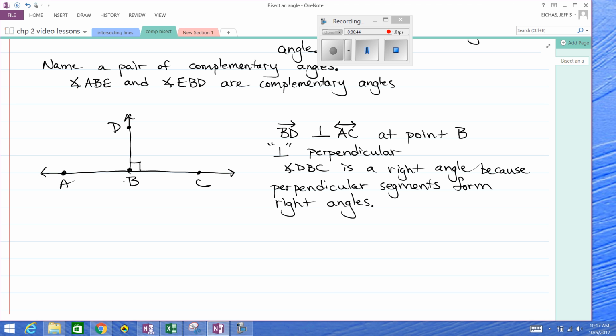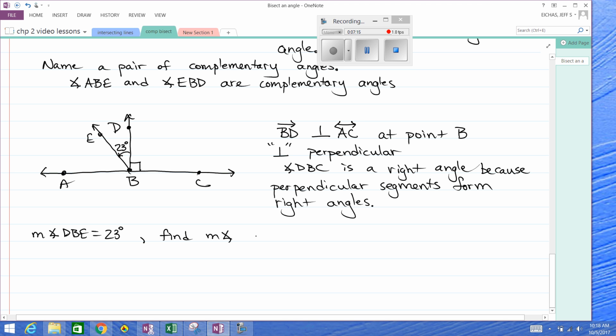Okay? So the next thing that'll happen is maybe we throw in E, so up here perhaps. And what I would say is that we'll create this little problem here. So let's say that's a 23-degree angle from here to here. So we're going to tell you the measure of angle DBE is 23 degrees. Find the measure of angle, let's go with E to B to A. Okay, so that would be this one, E to B to A.